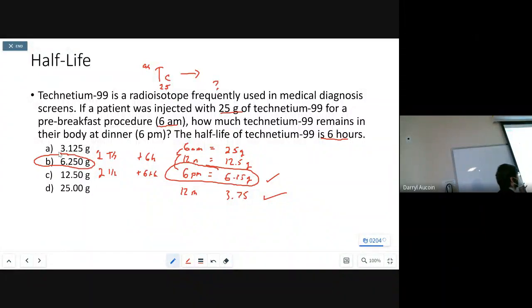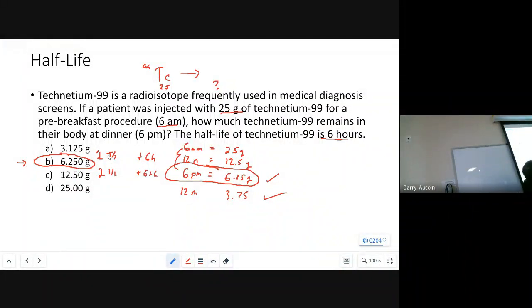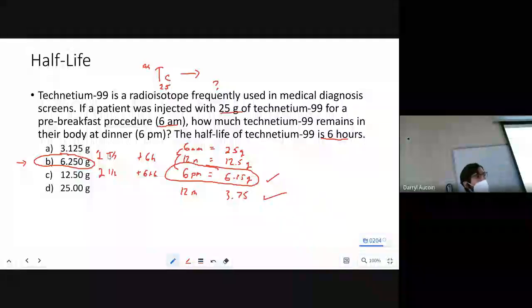So usually for multiple choice, it's a good idea to try to do it on your own. Don't even look at the answers. Or you could take a quick look at the answers and see if there's any really obvious no's, but those were all kind of reasonable looking answers. They all had grams, they all had numbers in them. But for our case here, 6 a.m. to 6 p.m., that's 2 half-lives pass, 1 to go to 12, 2nd to go to 6. And then when we do that, we end up with a number that matches one of the choices. So we went from 25 grams all the way down to 6 grams over 2 half-lives of time. So that's another way of looking at that problem.